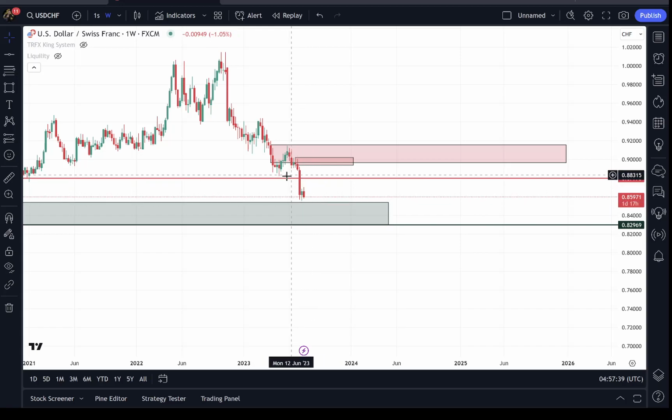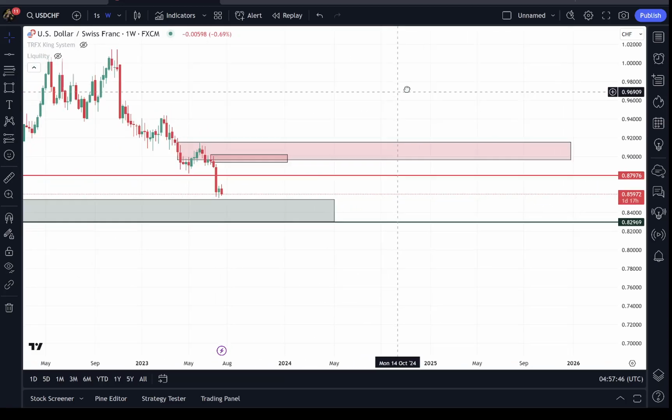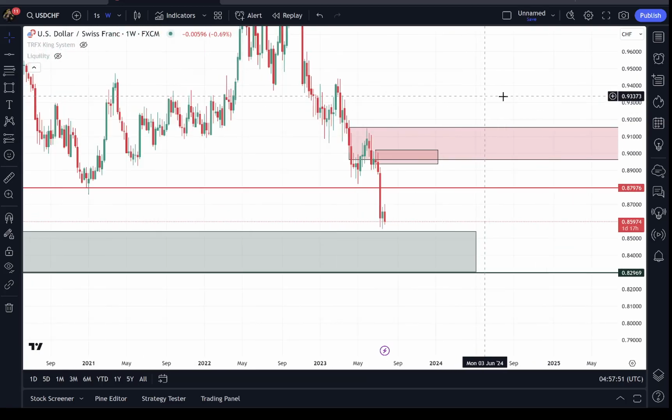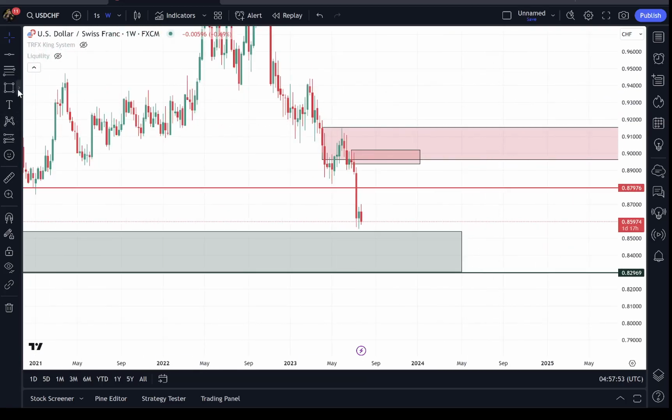This last week was more of a pause. It wasn't more of a reversal. It's just a pause. So a couple of scenarios that could be happening here is we just break straight down here and then get the pullback, or we get the pullback now and a move up.